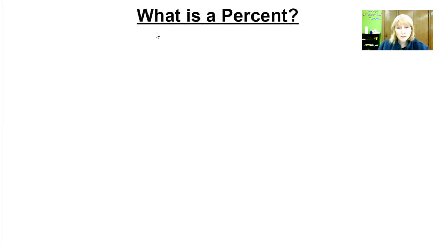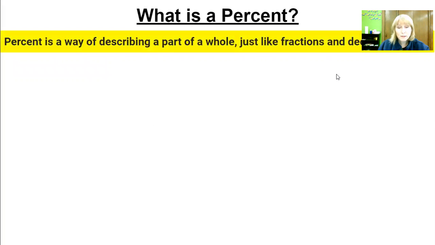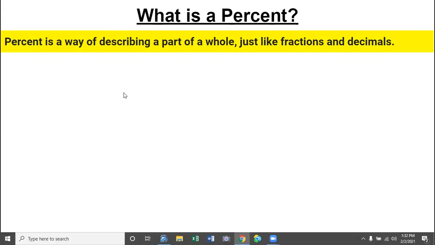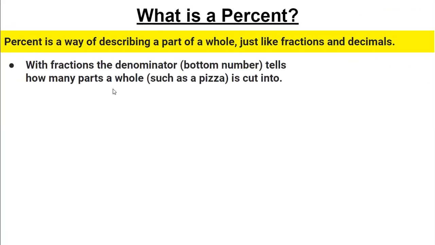So what is a percent? A percent is a way of describing a part of a whole, just like fractions and decimals. So fractions and decimals use parts of a whole, and a decimal is a part of a fraction, and so a percent is a part of a fraction. With fractions, the denominator, the bottom number, tells how many parts a whole, such as a pizza, is cut into.